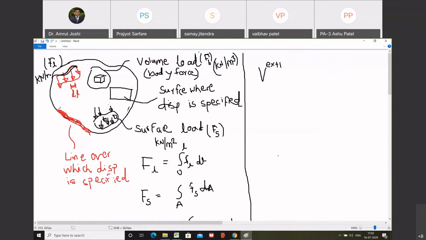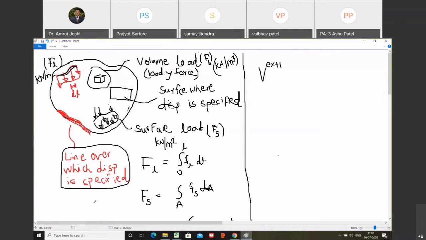So can you see this portion of the diagram? Line over which displacement is specified. This is the boundary condition. This is the line along which the displacement is already specified. That displacement may be zero. For example, if it is a hinge support, then displacements of all the points along this line will be zero. Are you with me?